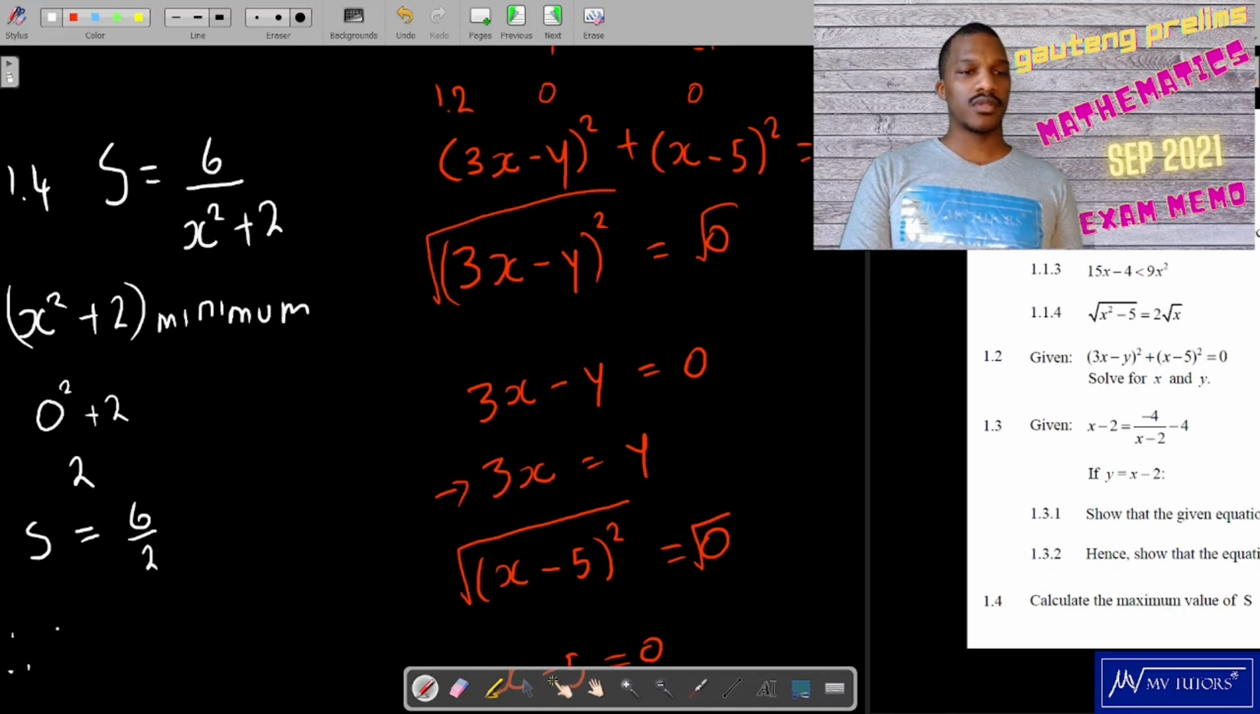Therefore, s maximum value is 3. Maximum.